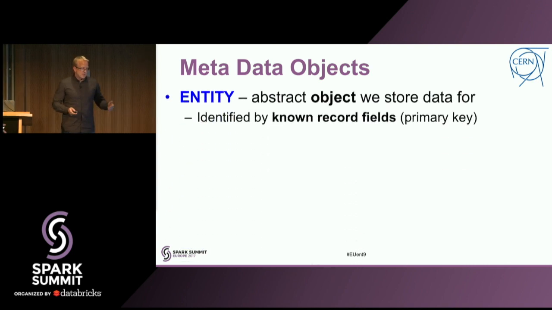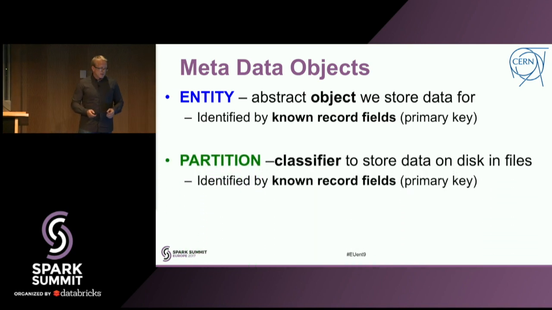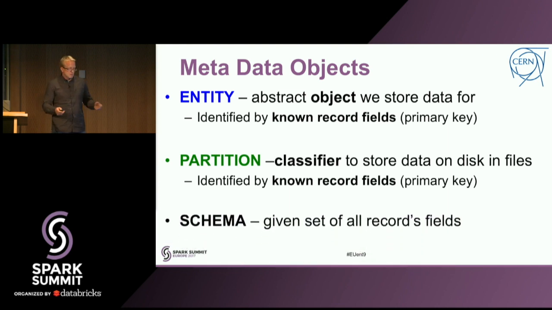So we have definitely the entity, which is the main object around which we store the data. This is identified by some arbitrary fields from the record. Then we have a partition. So this is, again, some field from your record by which you would like to partition your data. Then we have a schema.